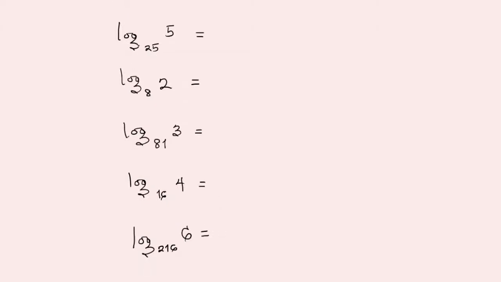This one says log to the base 25 of 5. So we're seeking to what power we have to raise 25 to produce 5. If you look at the relationship between 25 and 5, you would notice that 5 is the square root of 25, which means that we have to raise 25 to the power of half to produce 5. So 25 raised to the power half, which we know stands for the square root of 25, is equal to 5. So the answer here is half.